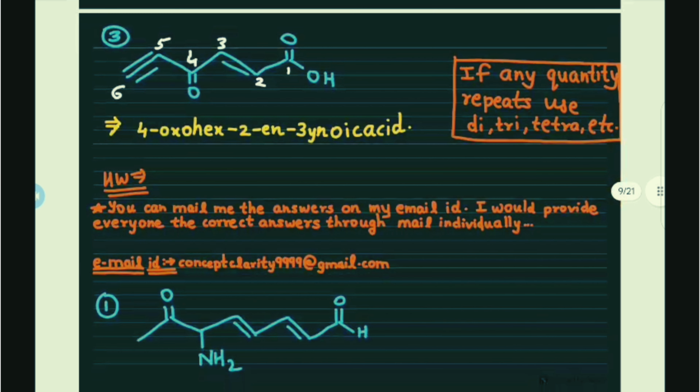Third, see this compound. It contains functional groups: a ketone, a double bond, a triple bond, and a carboxylic group. Oh my god. Now see, in this compound, the functional group of the highest priority gets the lowest number. According to the priority of functional groups, aldehyde has more priority than the oxo group. So we have numbered it 1. Then the double bond, then the oxo group, and then the triple bond.